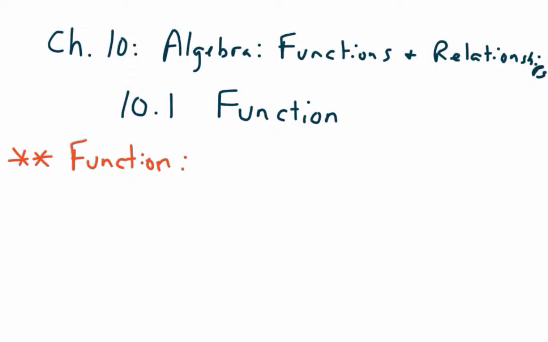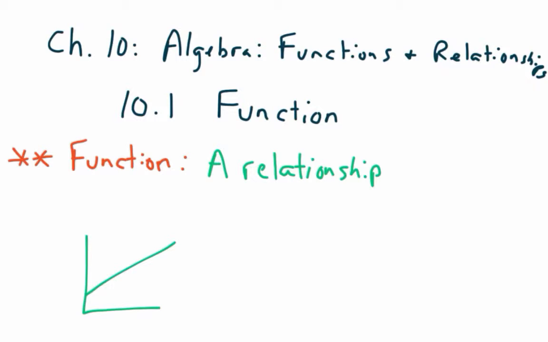So first of all, a function is just a relationship. If you think of a graph, say a line, that line is made up of individual points, right? And each one of those points has an x value and a y value. Maybe this one here, the middle point, is a 4, 5.